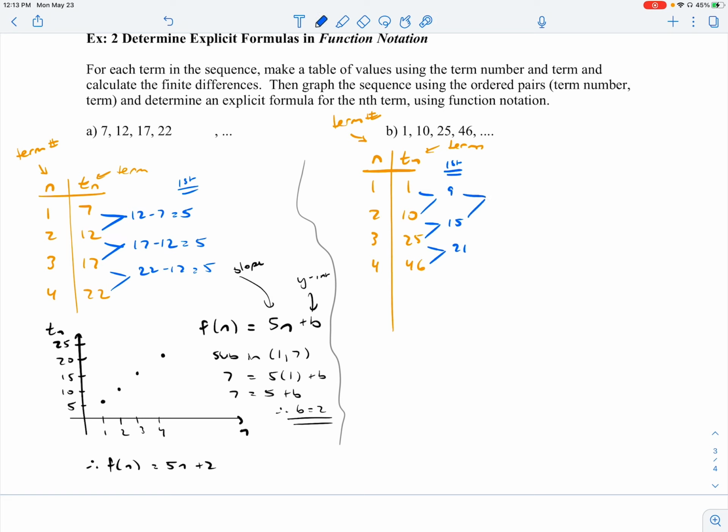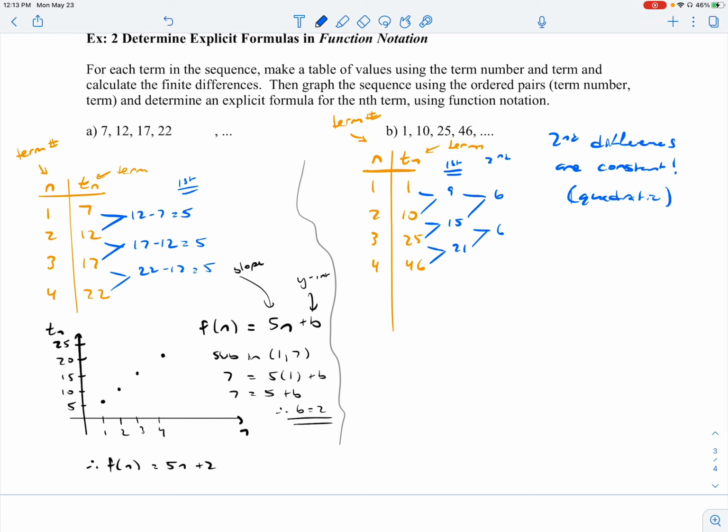15 minus 9 is 6. 21 minus 15, also 6. So our second differences are constant. That means we're not going to have the linear form anymore. If the constant occurs in the second column, if you remember previously, it means it's going to be quadratic. It's going to have a quadratic, or degree 2, form.